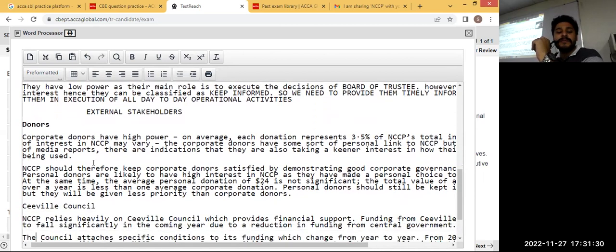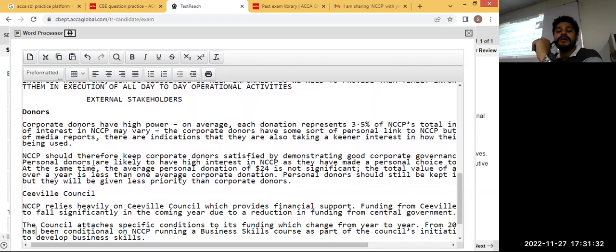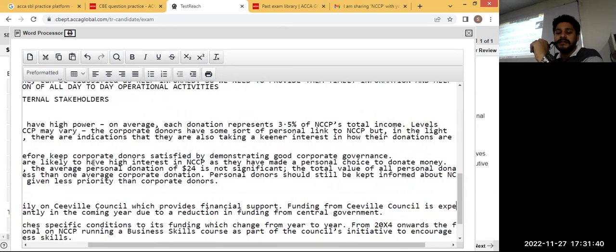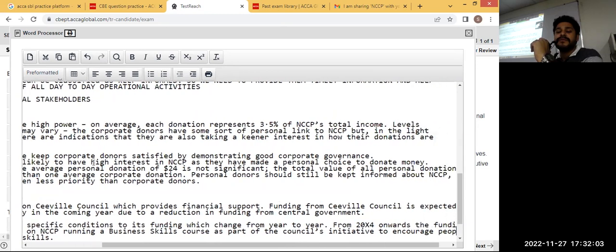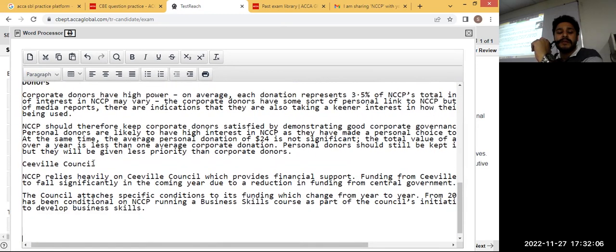Then we have the council. NCCP relies heavily on Kivli Council, that is CC, which provides financial support. Funding from Kivli Council is expected to fall significantly in the coming year due to a reduction in funding from the central government. The council attaches specific conditions to its funding which change from year to year. From 2004 onwards, the funding has been conditional on NCCP running a business skills course as part of the council initiative to encourage people to develop these business skills.